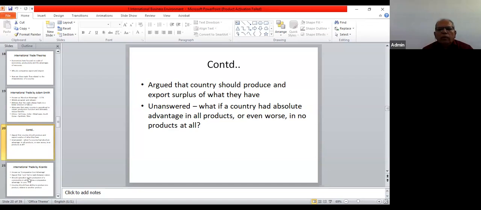From the examination point of view, if you are asked to write a note on absolute advantage theory, then remember who invented this theory, who developed this theory, number one, then in which year, and its characteristics. And then last you can mention the criticism. That which is unanswered is nothing but the criticism in respect to this absolute advantage theory. So this way you can write your answer.